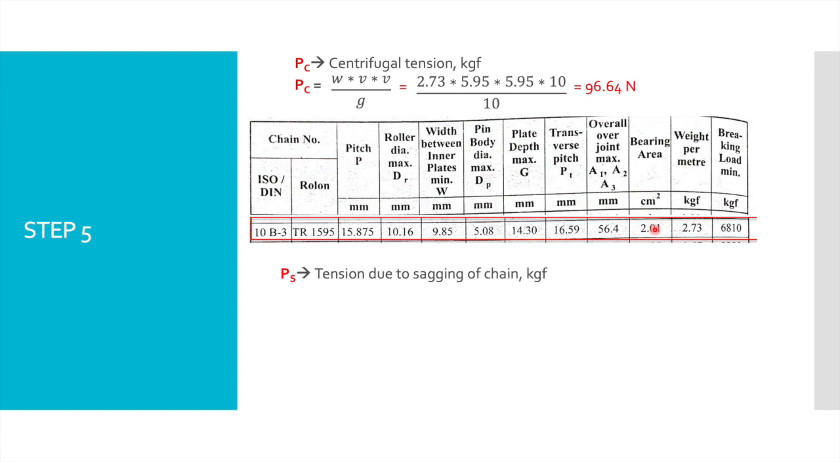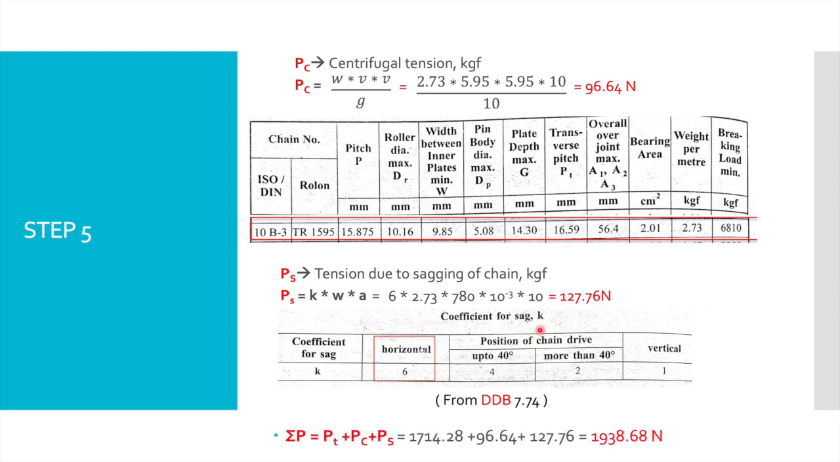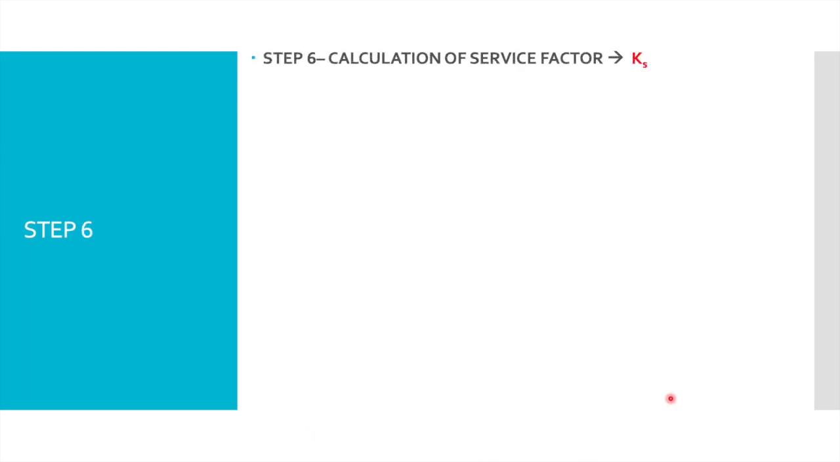So PS is the tension due to sagging of chain. The formula is K into W into A. Here we assume K to be 6 since it's going to be horizontal, and W is taken from this table, 2.73, and A is the center distance, which is given as 780 mm. We get 127.76 Newton. So the summation of all this is going to be the total load, that is 1938.68 Newton.